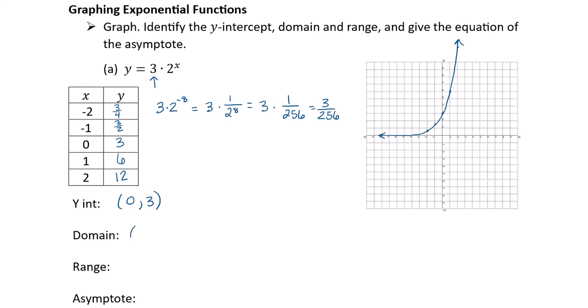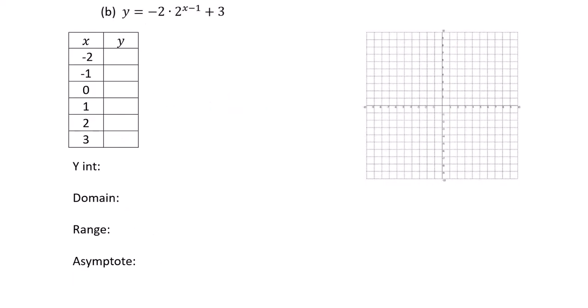The domain, negative infinity to infinity. Remember where the x is? It's in the exponent, and that exponent can be whatever it needs to be. The range, usually taken by looking at the graph, is going from 0 to positive infinity. And my asymptote is y equals 0. Let's try graphing this function.